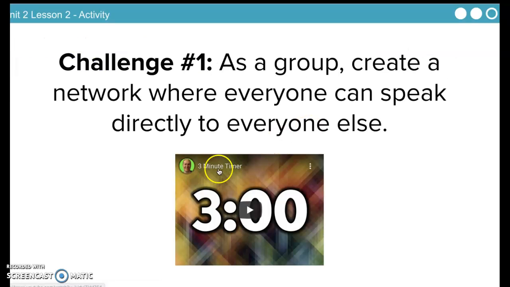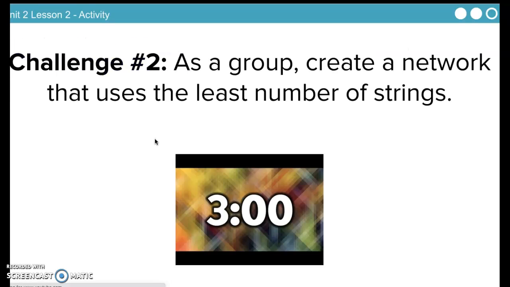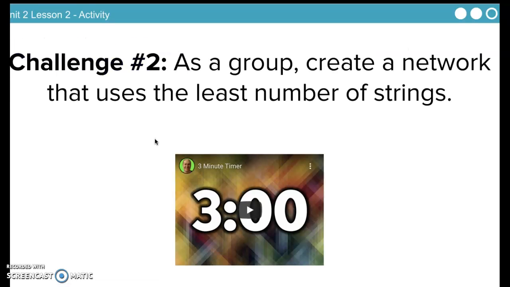Okay, don't be fooled by the word directly. It just means that you're connected in some way to be able to speak to somebody else. So guideline number 1: strings cost money. So try to use the least number of strings possible. Challenge number 2: as a group, create a network that uses the least number of strings possible. 3-minute timer.